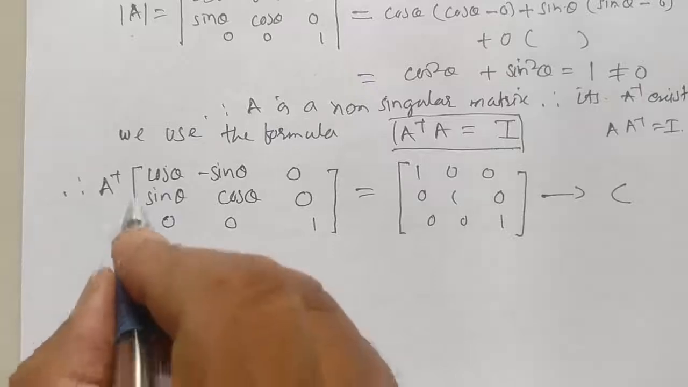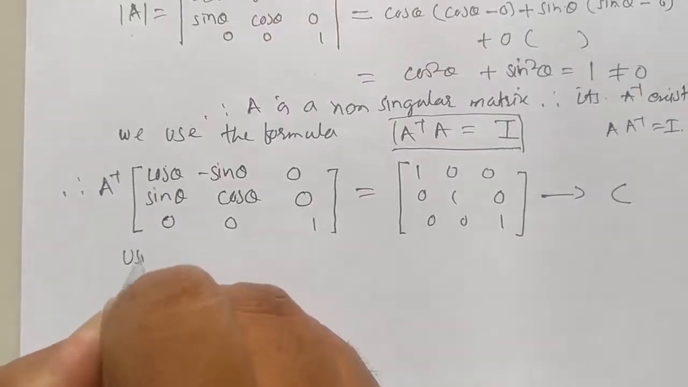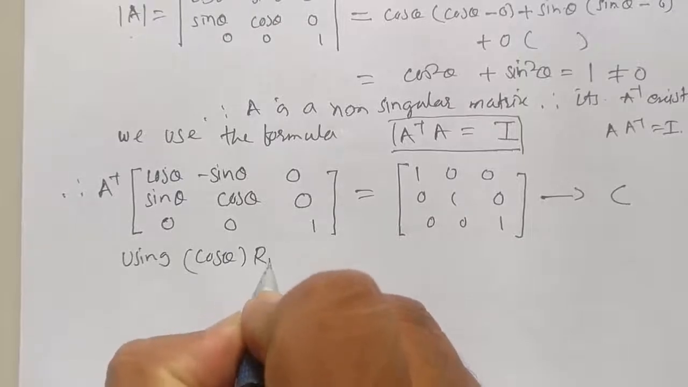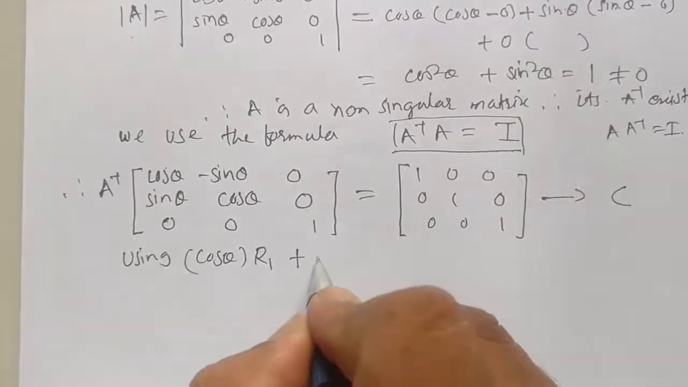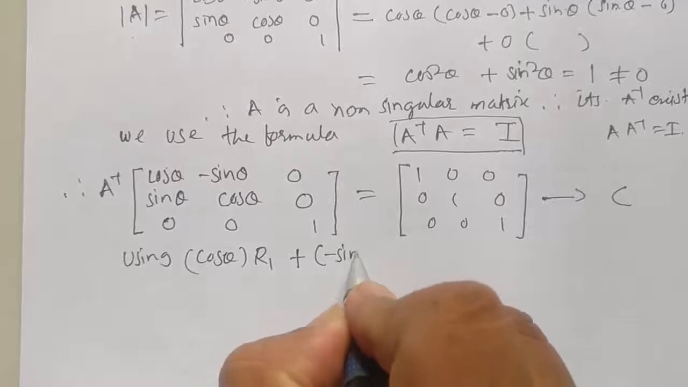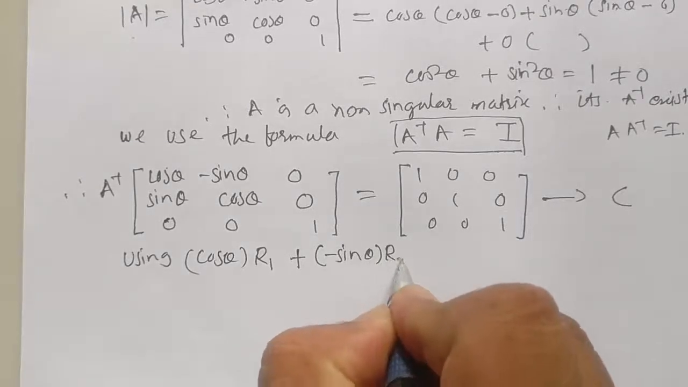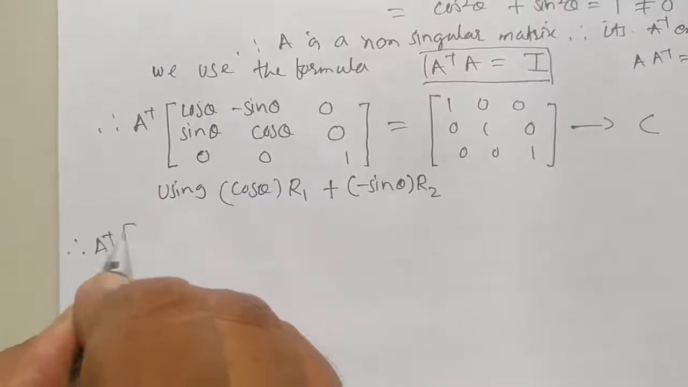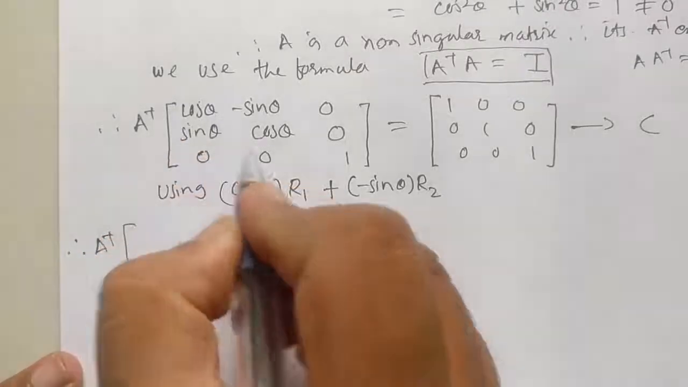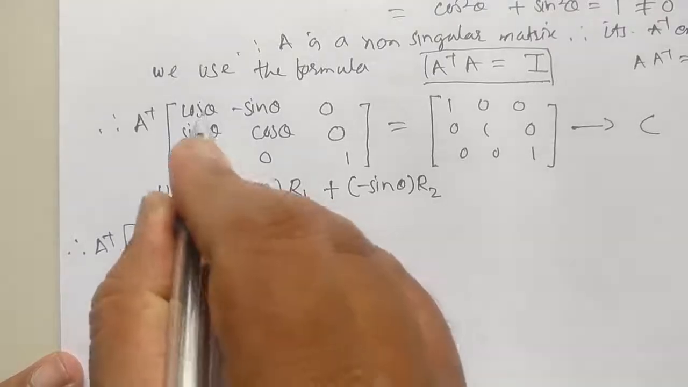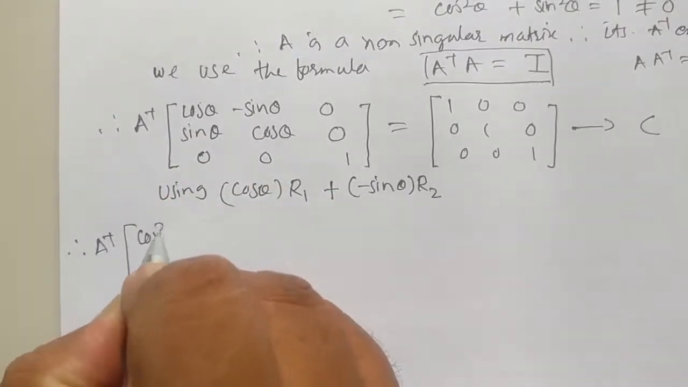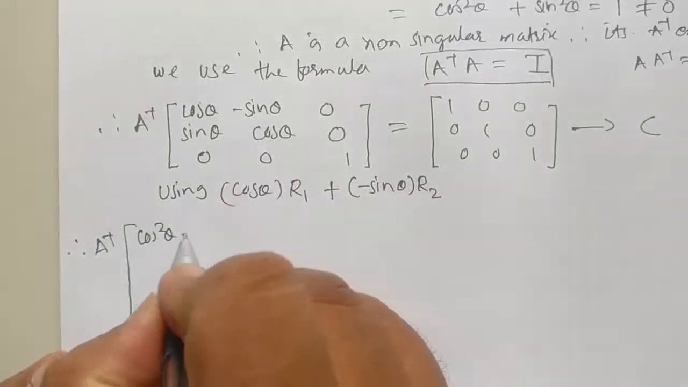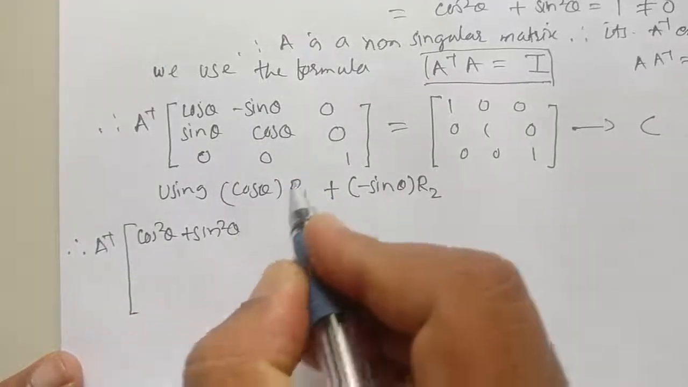So we make that change using, we multiply by cos theta to row number 1, and multiply by minus sin theta to row number 2. Therefore, A inverse becomes: row number 1 multiplied by cos theta, so it is cos square theta, multiplied by minus sin theta to row number 2, and adding we get sin square theta.